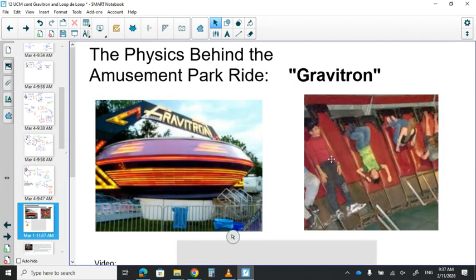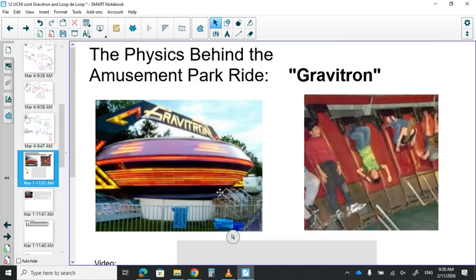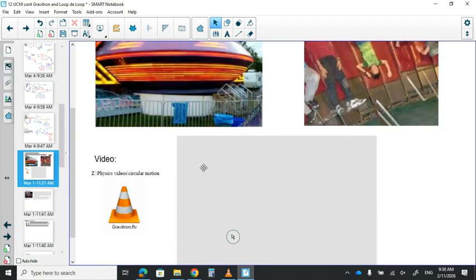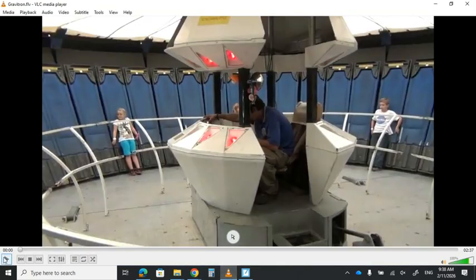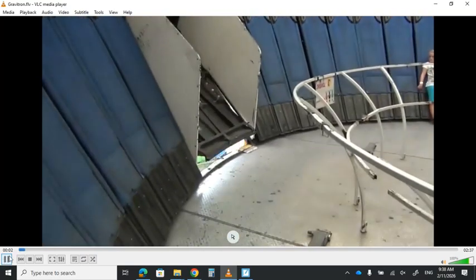All right. So the physics behind the amusement park ride, the Gravitron, not to be confused with the graviton, which is the exchange particle for the gravitational force, if that particle exists. And so the Gravitron itself, let's load up the video for that. I think I have it muted right now so you don't have to hear the amusement park noises, but the ride, it's level right now.